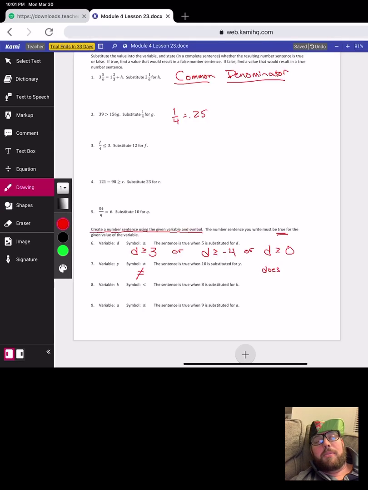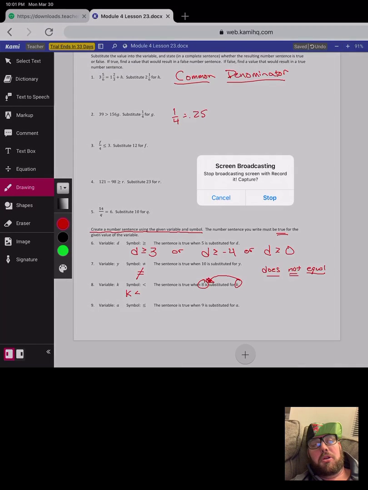Okay, if you look at number 7, that symbol is weird because it's like an equal sign with it crossed off. That means it does not equal. So what would not equal 10? Okay, what about number 8? K is less than, well, I'm going to substitute in 8 for k. So 8 is less than, you just give me any number less than it.